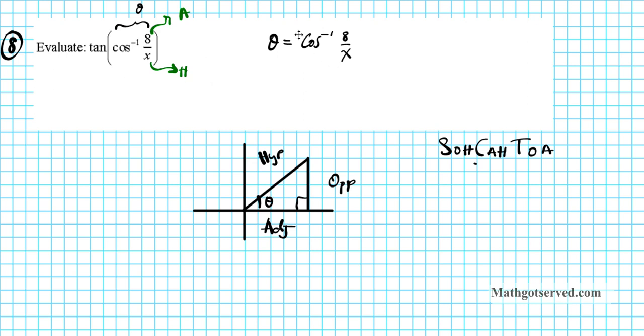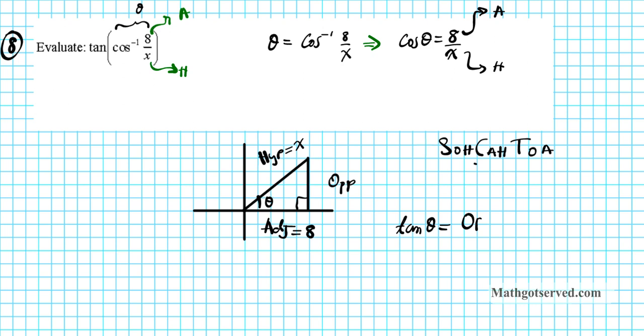Let me prove that to you right here. If theta is equal to the inverse cosine of 8 over x, that follows that if I take the cosine of both sides, cosine theta is equal to 8 over x. So we can clearly see that this is adjacent, and this is hypotenuse from SOHCAHTOA. So the adjacent is a constant 8. The hypotenuse is a variable x. We're asked to find tan. What does TOA tell us about tan? Tan theta is opposite over adjacent, right? Over 8. So we know what the adjacent is. We need to find the opposite. Now, how do we find the opposite?